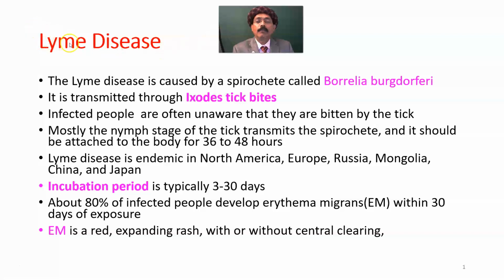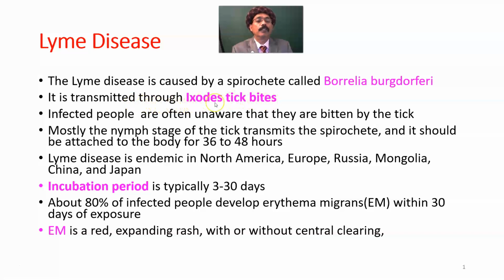Today I will discuss Lyme disease. The name Lyme came from an area in the state of Connecticut, United States. This is a disease caused by a spirochete called Borrelia burgdorferi. Spirochetes are a special type of bacteria. They have a coiled appearance and look like a spring. It is transmitted through Ixodes tick bites.